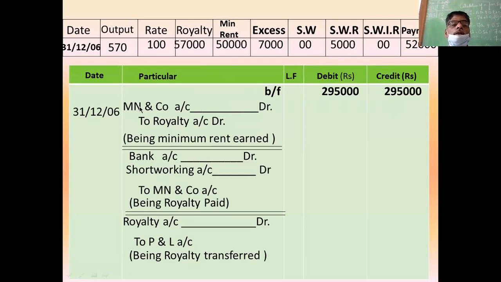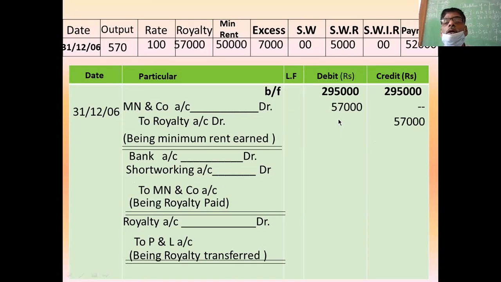These are the journal entries. MN company account debit to royalty account. First entry, there is no short working. Bank account debit, short working account debit to MN company. I joined short working here because of the SWR amount. You see the SWR amount is here. So short working is considered here at this stage. Okay. Royalty account debit to P&L account. Three entries completed. Record the amount.